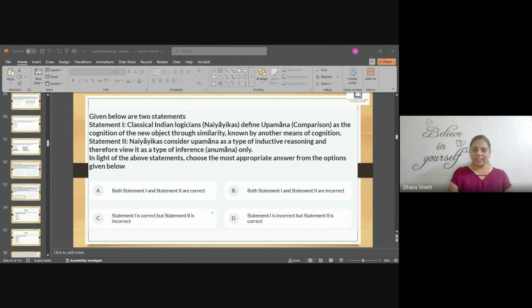Classical Indian logicians, Nayayikas, define upaman or comparison as the cognition of the new object through similarity, known by another means of cognition. That is statement 1. Statement 2. Nayayikas consider upaman as a type of inductive reasoning and therefore view it as a type of inference, anuman only. What is true, what is false?